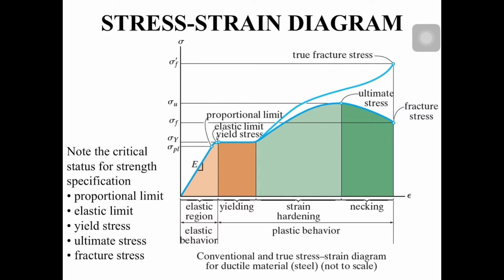So we come to the stress-strain diagram. On this axis we have stress, noted with sigma, and on this axis we have strain, noted with epsilon. So this one is stress and this one is strain.